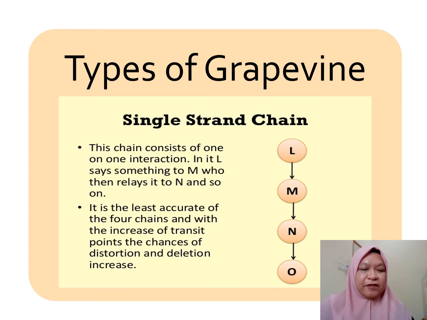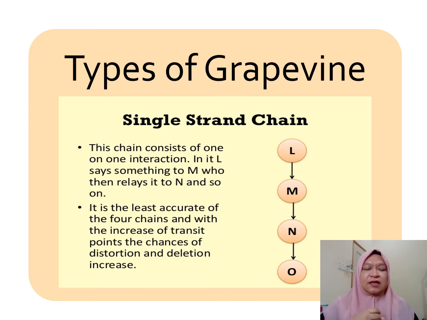So these are the types of grapevine, or the informal. First, we have single strand chains. This chain consists of one-on-one interactions, meaning that the information passes from one person to another. Let's say here we have a straight line: L, M, N, and O. Consider these as persons. L will pass the information to M, M will pass it to N, N will pass it to O, and maybe it will continue to other people.